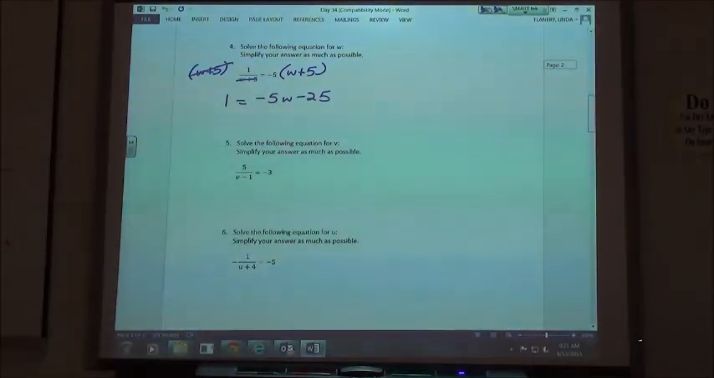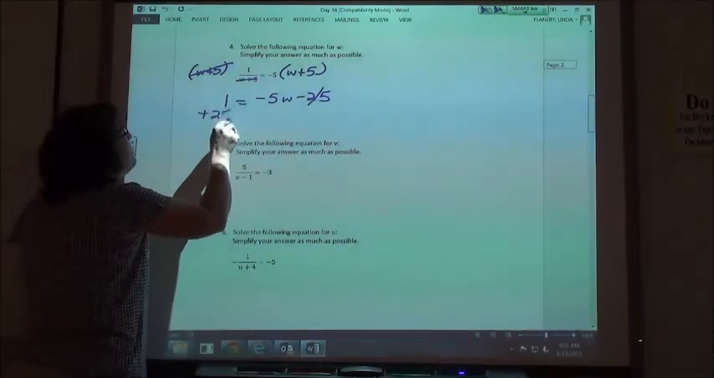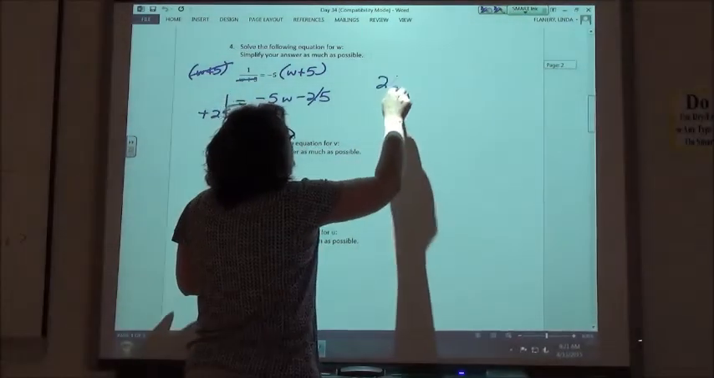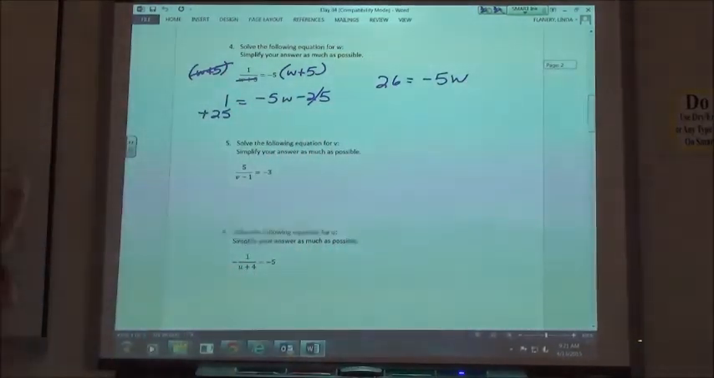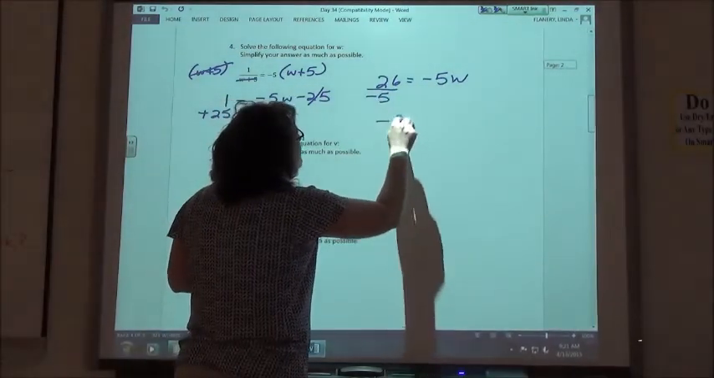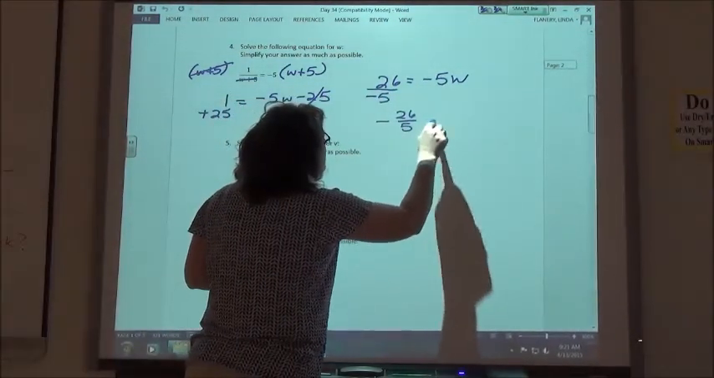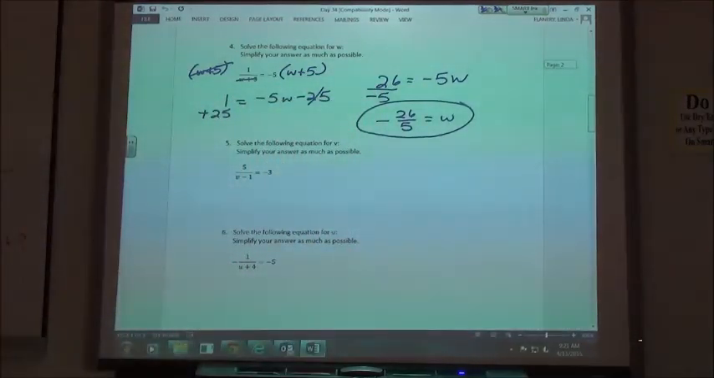If I want to solve that for w, I'm going to move my 25 over, so I'm going to add my 25. 26 is going to equal my negative 5w. And this time when I divide, it doesn't go in there very nicely. I'm just going to leave the fraction as simplified as much as I can, which isn't much other than putting the negative out in front. So negative 26/5 would be my answer for w.